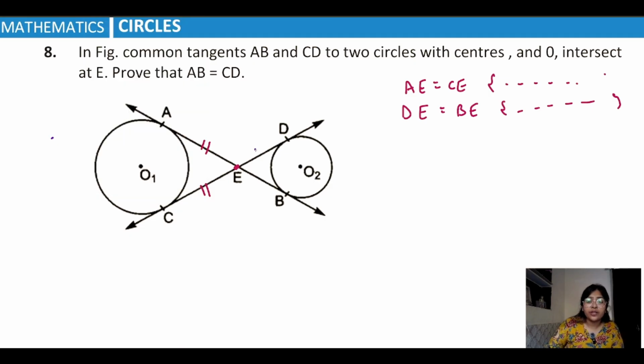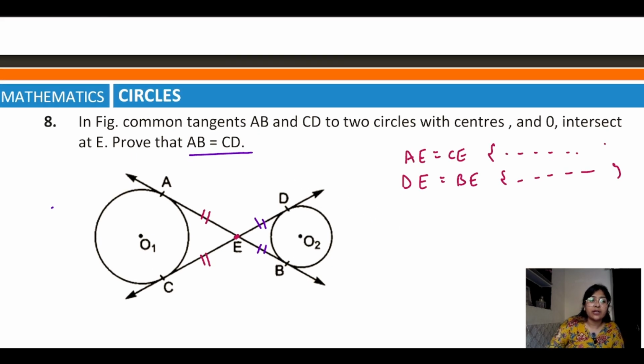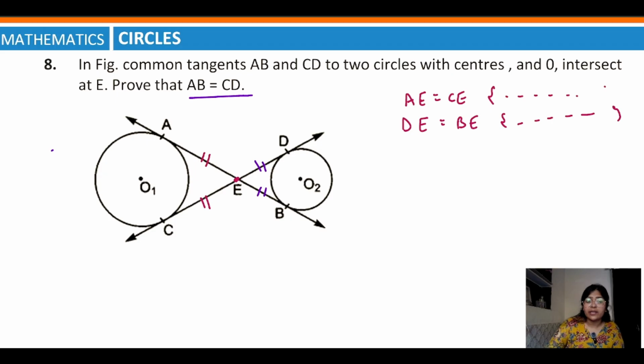Okay, what we need to prove? We need to prove that AB is equal to CD. This is a very easy question. Okay, we can take the LHS. Taking LHS, we will prove that LHS is equal to RHS, hence the question will be done. Yes. Taking LHS, what is the LHS? AB. AB can be written as AE plus EB, yes or no?